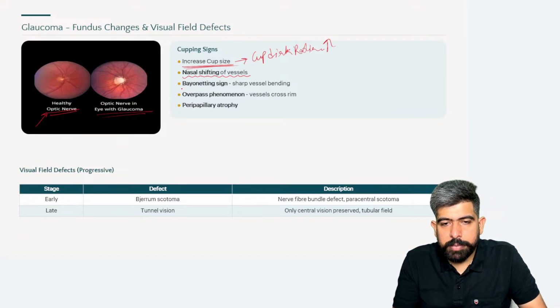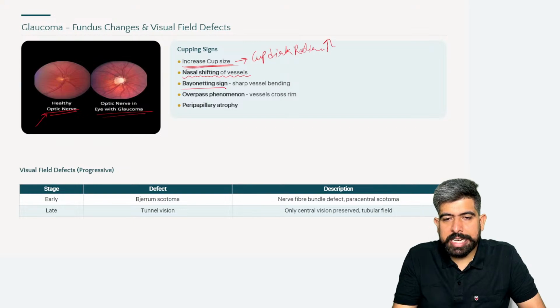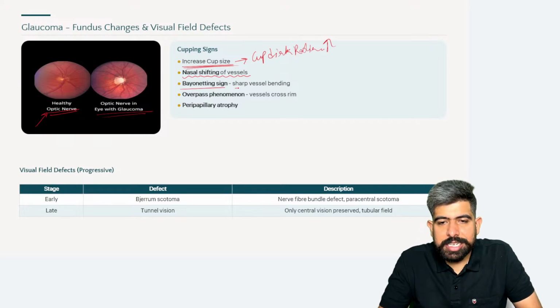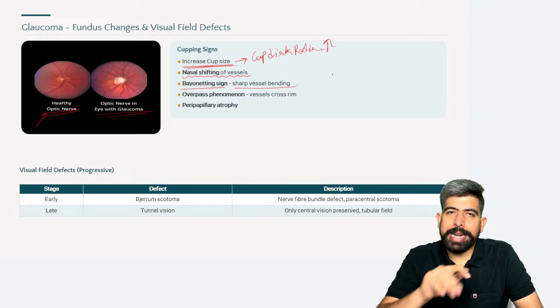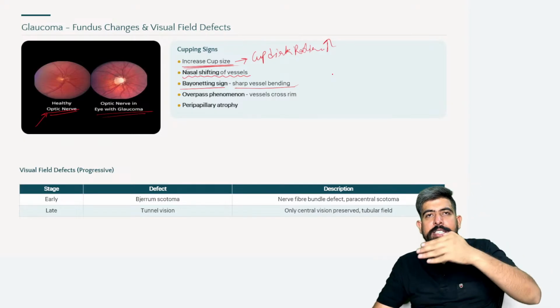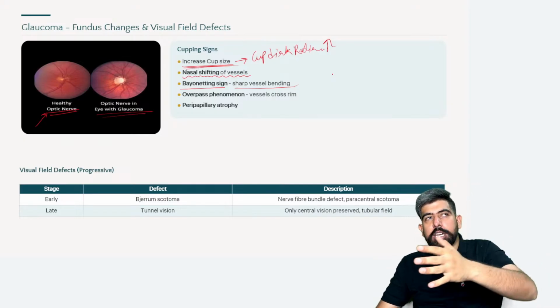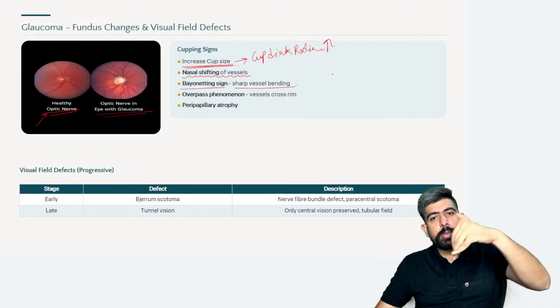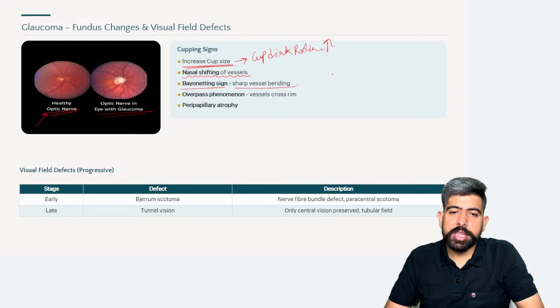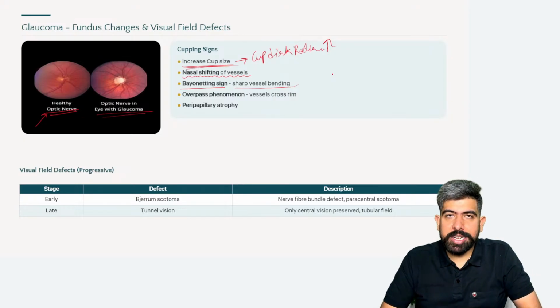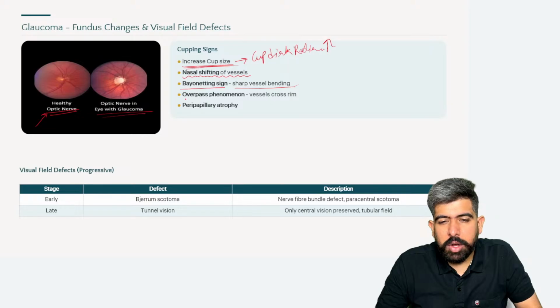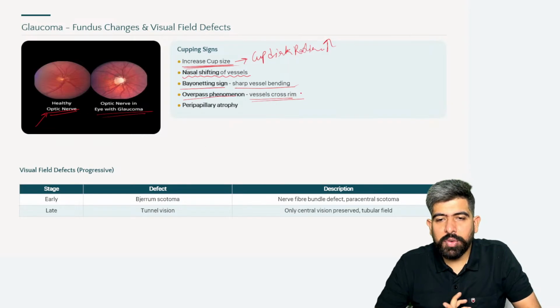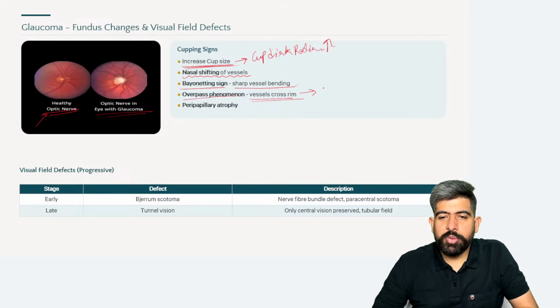Next we are talking about the Bayonetting sign. What is the Bayonetting sign? There is a sharp vessel bending. Normally the vessels pass straight through, but now they are pushed towards the nasal side, so sharp bending will be seen in the Bayonetting sign. Also, we have the overpass phenomenon, where the vessel can cross the rim, and of course the third feature is the thinning of the rim.